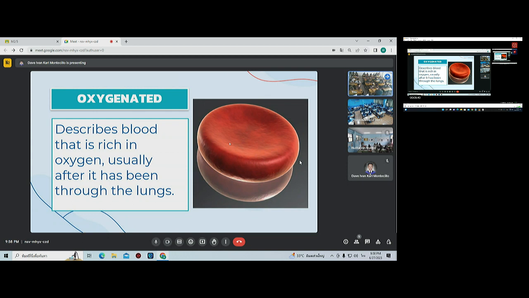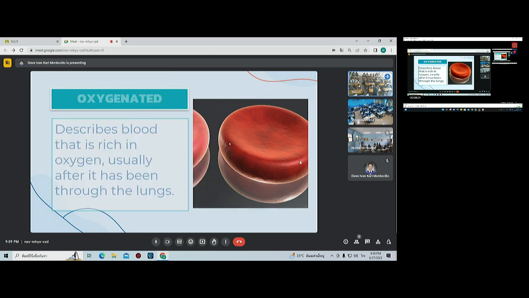Okay, that is oxygenated, in which it's blood with oxygen. Just remember, oxygenated blood is blood with oxygen. Blood plus oxygen is oxygenated blood. So it describes blood that is rich in oxygen, usually after it's been through the lungs. From the lungs, the blood gets oxygen. So that is oxygenated blood.